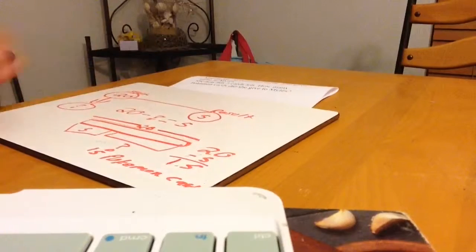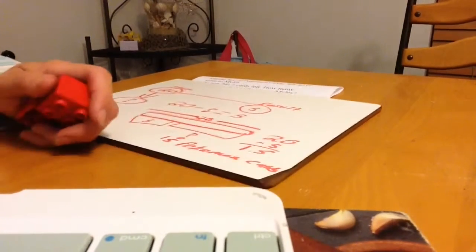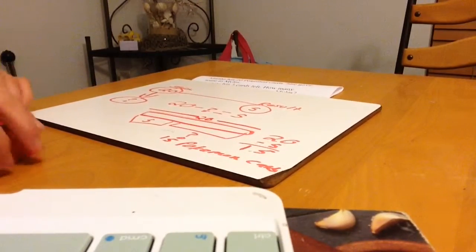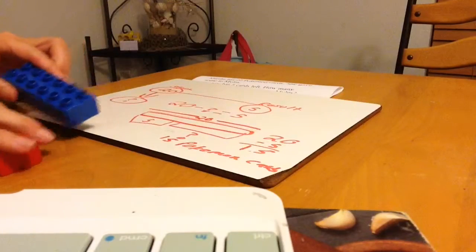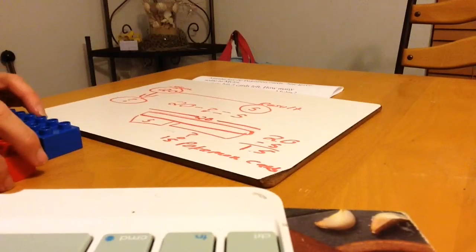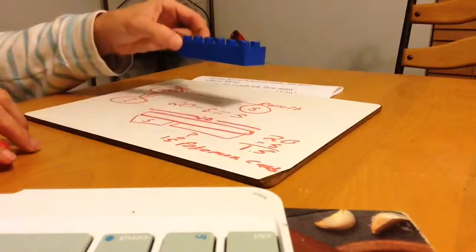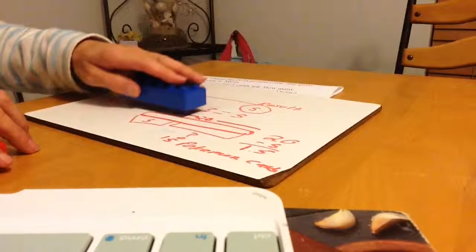And another way to use a visual is you can use blocks or counting blocks. We could use these Legos and have them represent ones. This can represent 20. So she has 20 cards. We'll just pretend that's 20 cards.